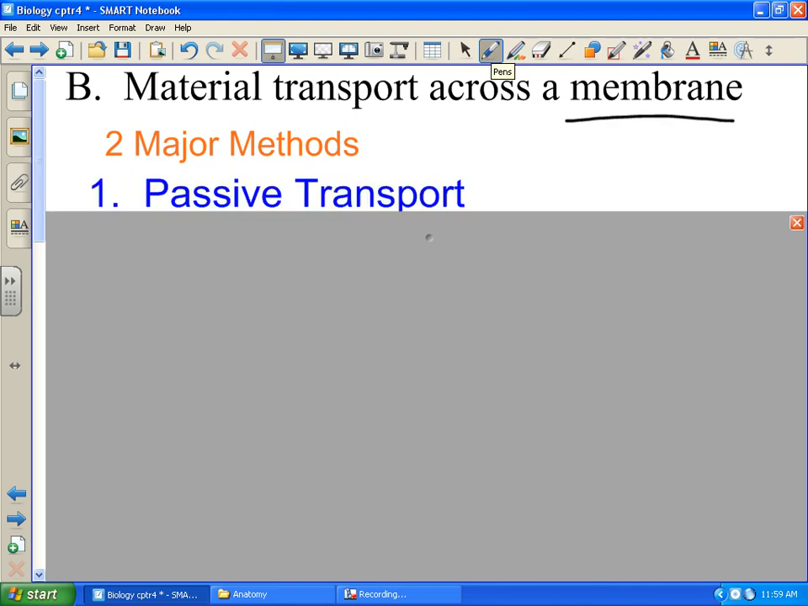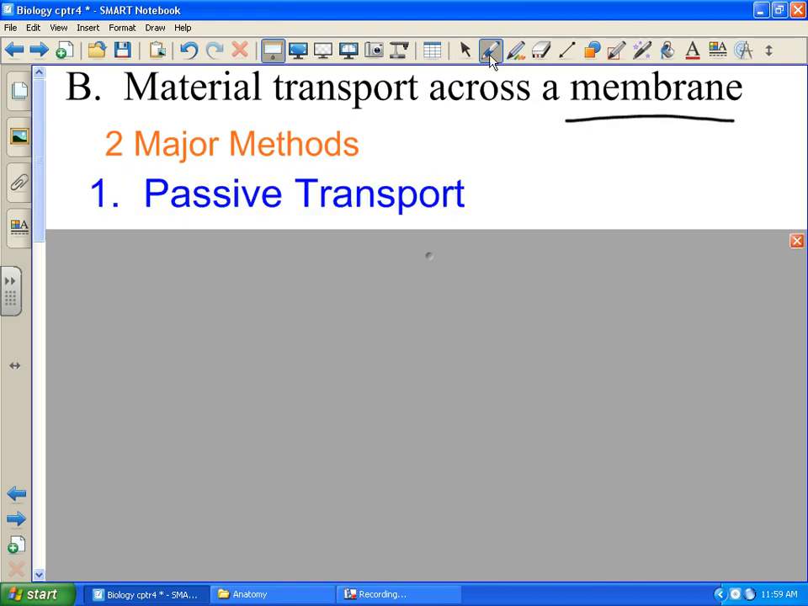Okay, so these two major methods, the first one's called passive transport. Now when I see the word passive, I think of someone who doesn't get riled up very easily. You could pick on them, you can try to get them mad, and they're just not gonna really react. Well, that's being passive.